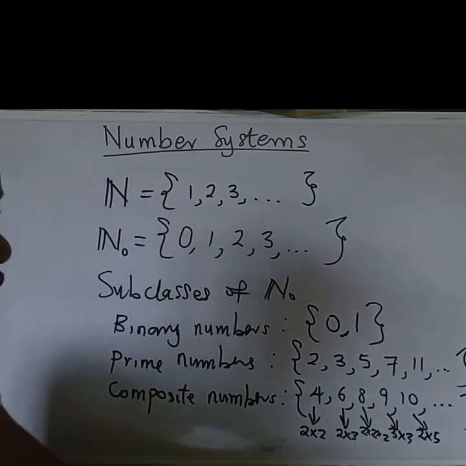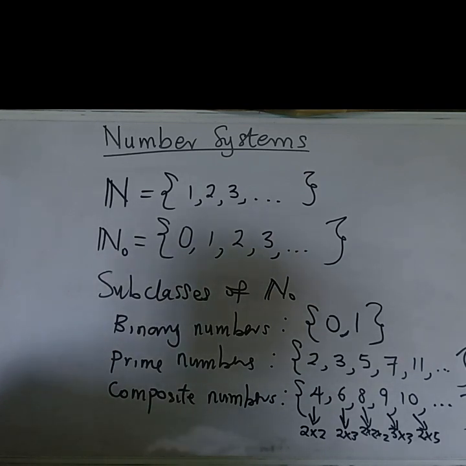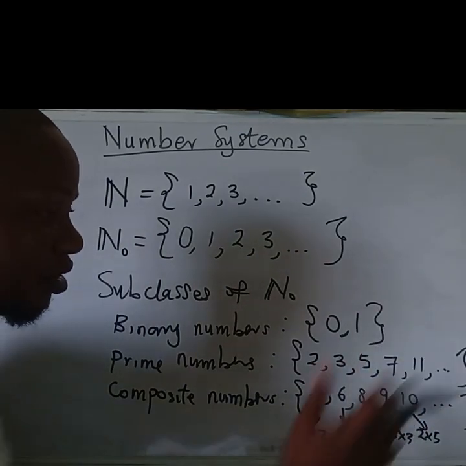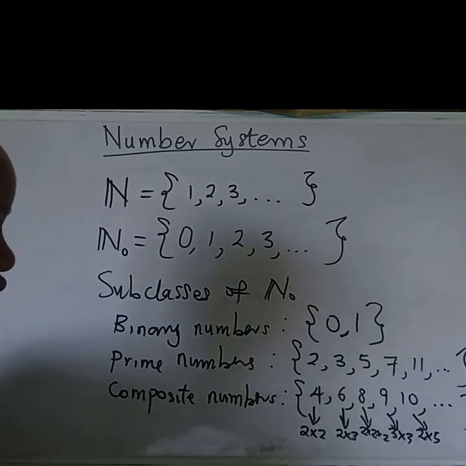The next one here is the number 12. The number 12 can be 2 times 2 times 3: a prime 2 times a prime 2, then times a prime 3, and so on and so forth. So these are what we refer to as the composite numbers.